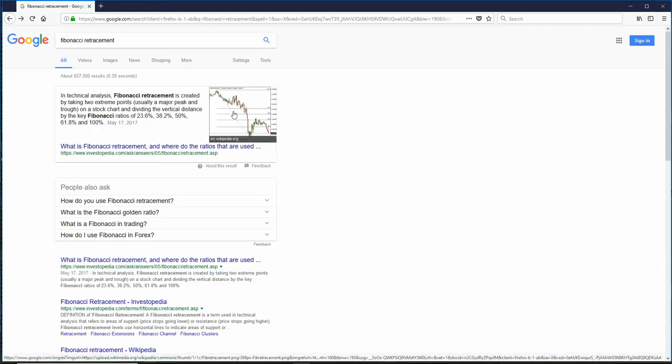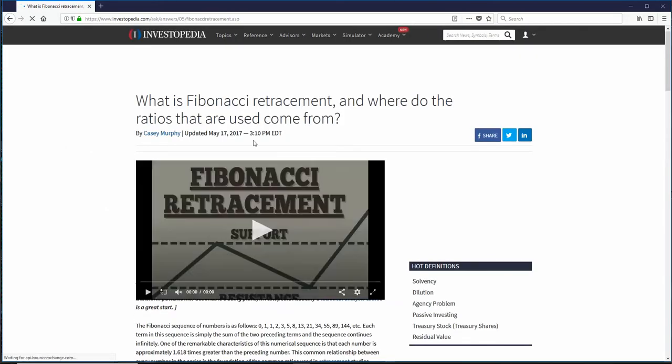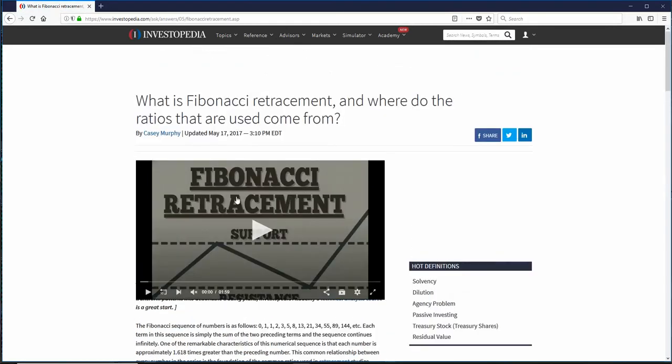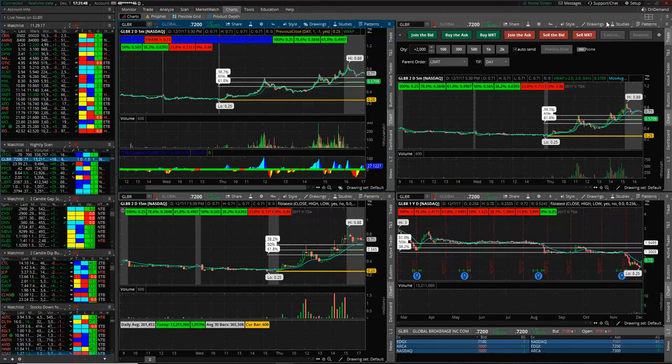So in a nutshell, Fibonacci retracements are support and resistance lines based off these ratios. If you want more detail, you can click the link to Investopedia, and it has a video explaining how it all works in a simple nutshell. And there's a million YouTube videos that go into a lot of detail about this. I'm not going to spend my time on that.